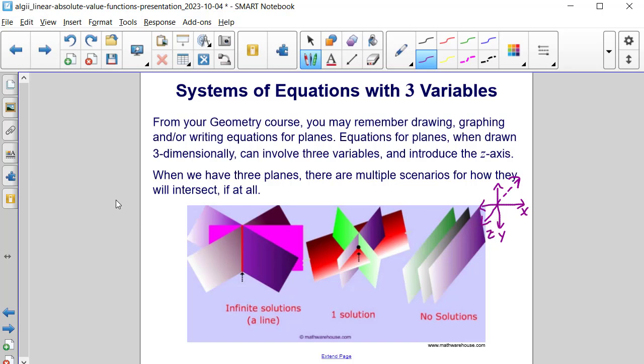When we have three planes, there are multiple scenarios for how they will intersect, if at all. We could have infinite solutions where the three planes intersect one another in a line. We could have one solution where they intersect at a point. You could think of the one solution point as a corner from any room, like where the front wall, side wall, and ceiling meet one another. They could also have no solutions where the three planes are parallel to one another.